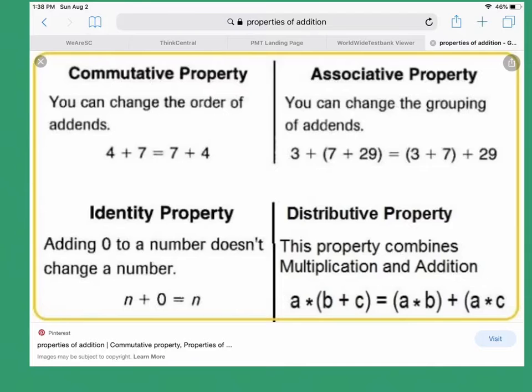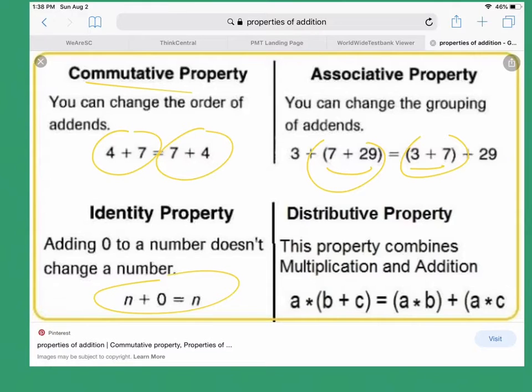So here's a quick slide giving us an overview of the different properties of addition. You have the commutative property here. That's where it doesn't matter if you switch the order of the addends, you still get the same sum. This would be the associative property. We call it the hug it out property. It doesn't matter which two numbers you add together first.